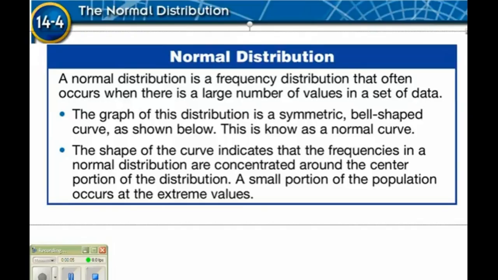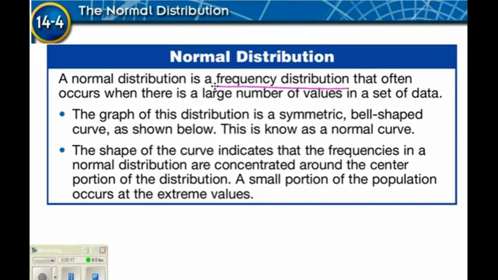Here we go with section 14.4, talking about the normal distribution. Let's just define what a normal distribution is first. A normal distribution is a frequency distribution that often occurs when there's a large number of values in a set of data. So we have lots of pieces of data in this set, and the graph of this distribution is symmetric, and it becomes like a bell-shaped curve.